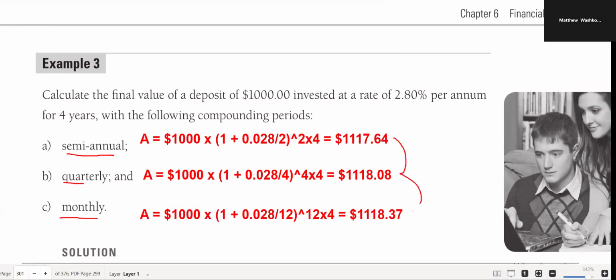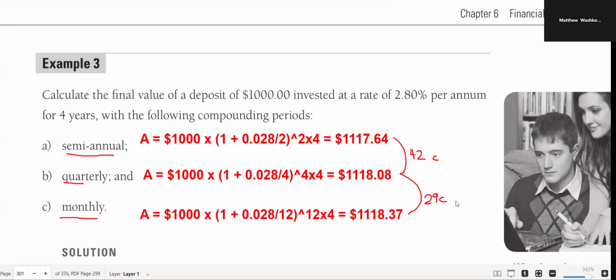Now that said, at a certain point, those gains become less and less. So like, this went up, was that 42 cents? This one here only went up 29 cents. So the more you compound, the smaller the increases in the gains are, but it still increases overall, if that makes sense, right? The rate at which it increases just starts to decrease.